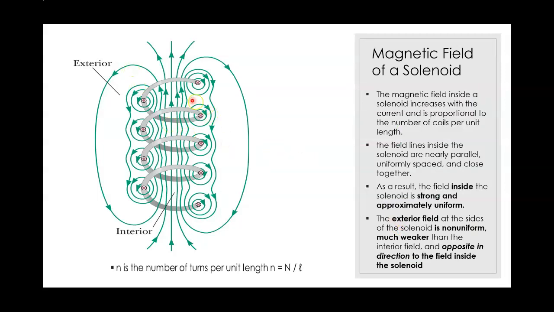Pada solenoid, it has an exterior and interior. Di luar ini dikenali sebagai exterior dan di dalam ini sebagai interior. Small n is the number of turns per unit length, or n equals N over L, the length of the solenoid. Itulah. N besar ini number of turns, berapa banyak dia bergulung itu.